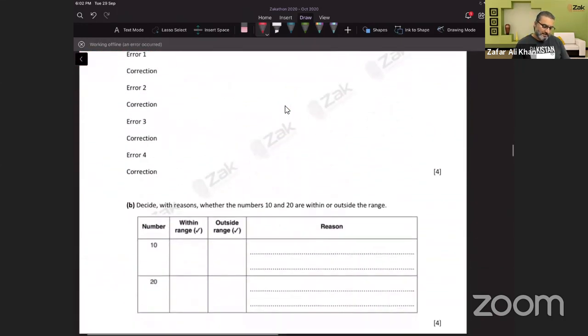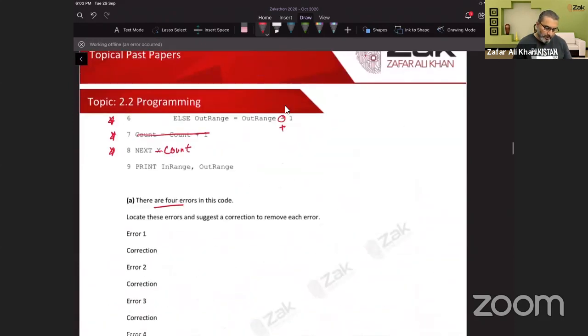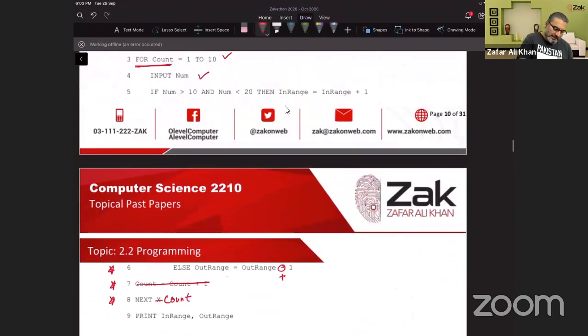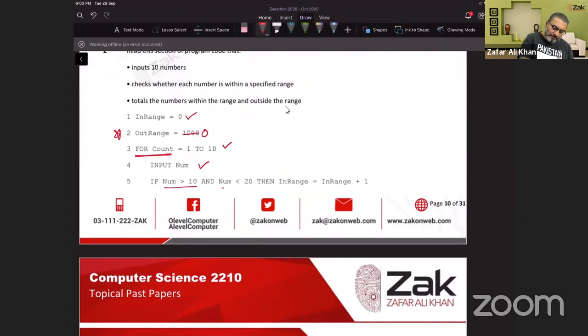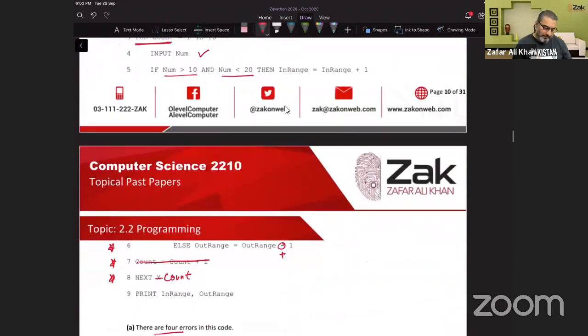Decide with reason whether the number 10 and 20 are within or outside the range. They are outside the range. Why outside the range? Because the check says that number is greater than 10 and number is less than 20. So had that been greater than or equal to, and less than or equal to, then 10 and 20 would be inclusive. Since it is greater than 10, it means it is from 11 to 19 and less than 20. So they are not part of it.